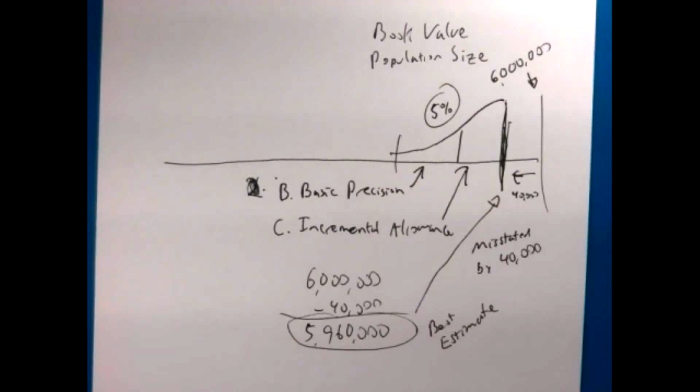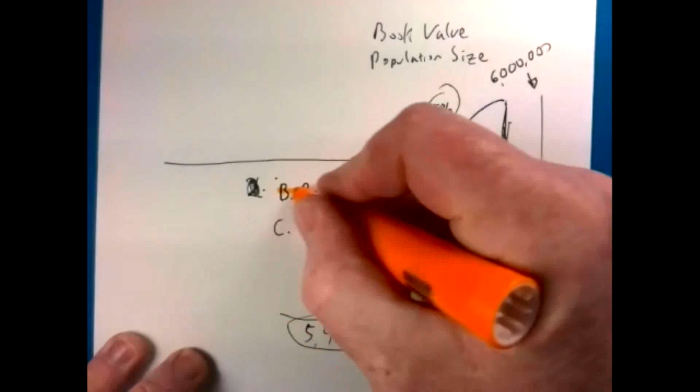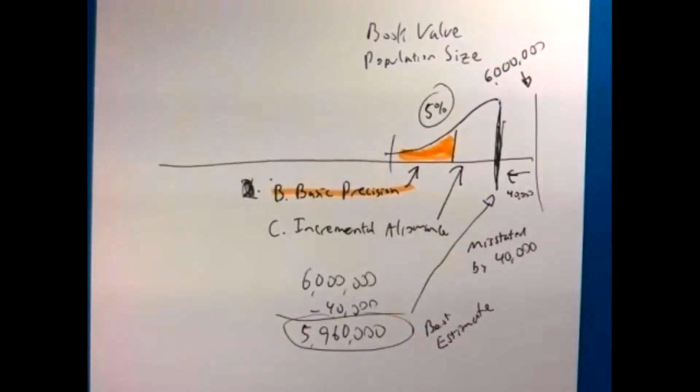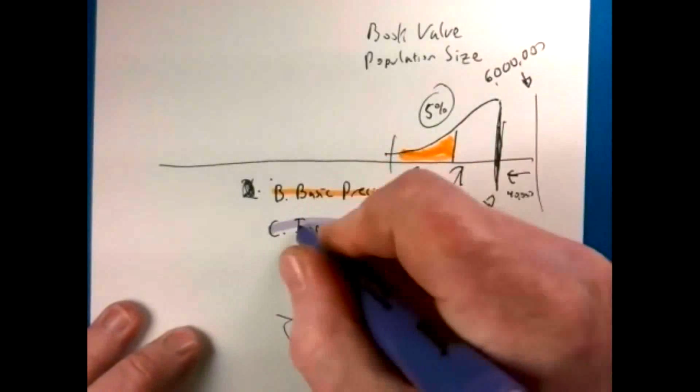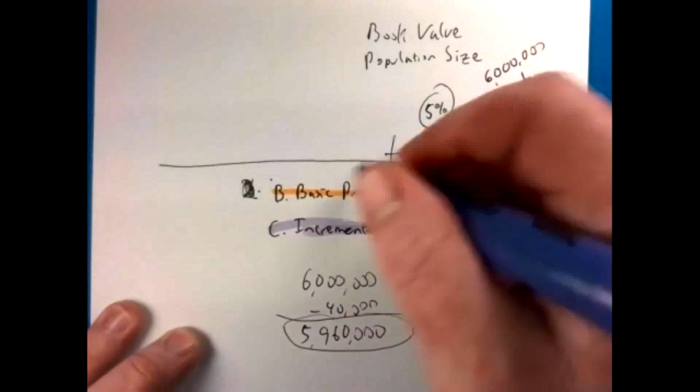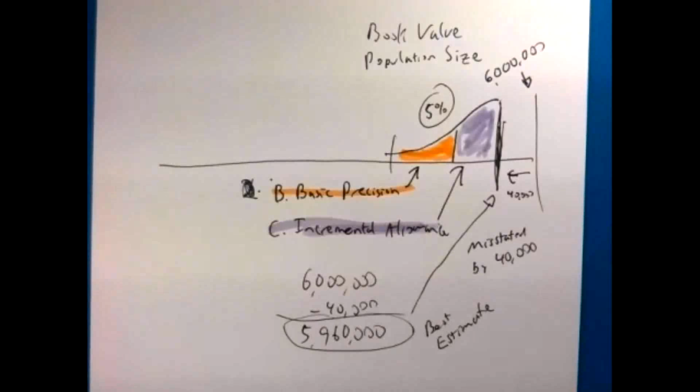So we're saying it could be up by more for this basic precision. And this incremental allowance, same thing, it could be off by more because of that. Whatever that comes out to down there, I don't know, but that's what we're going to figure out.